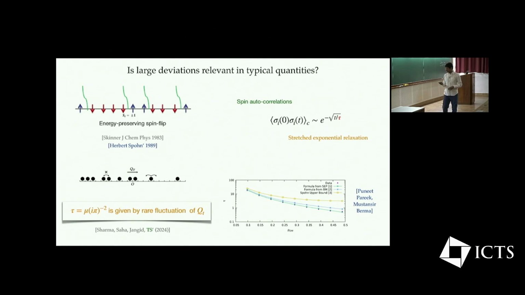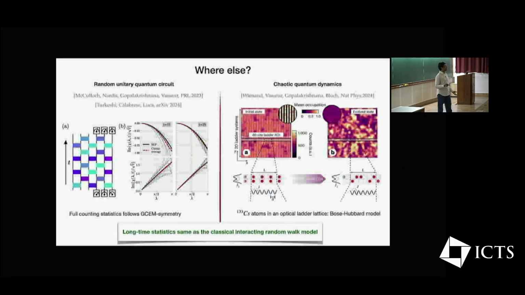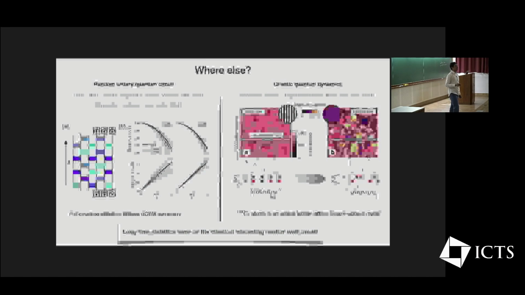Okay? And this has been numerically checked, and thanks to Mustansir and his student who gave me this plot where they had checked this. Okay. Now, where else could these lattice models be useful? There are many other examples, but these 2 recent examples I found are very instructive.